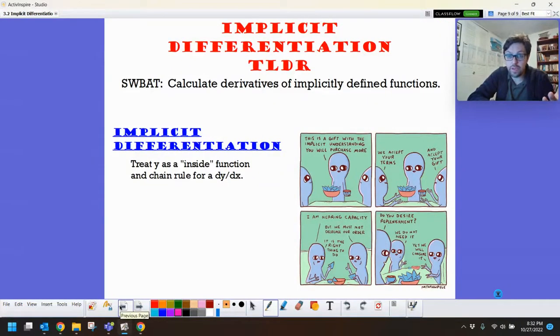That is the end of our video on implicit differentiation. Reminder, it's just a problem where the x's and y's are mixed together. And then you want to treat that inside y function, use your chain rule, and create a dy over dx. These are functions where the x and the y are sort of mixed together and not explicitly said y equals something.